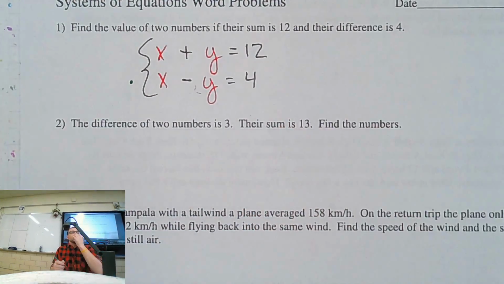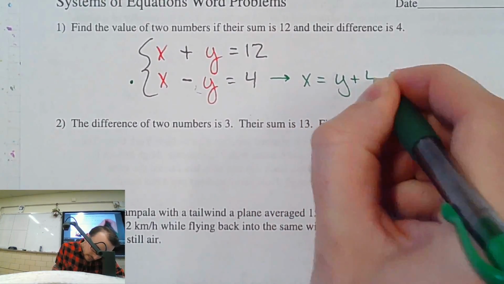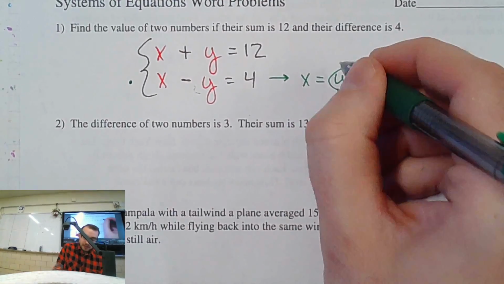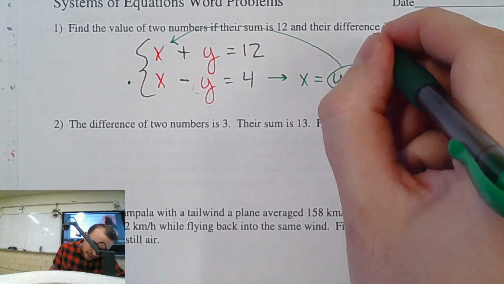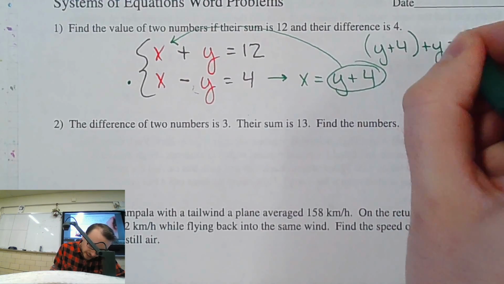Nope. That's finding x and y-intercepts. We need to get y on its own or x on its own. What do you want to do? X on its own. How are you going to get x on its own? Cool. So we know that x is y plus 4. And we're going to plug that in for x in the other equation. What's going to happen is we're going to get y plus 4 instead of x, plus y equals 12.